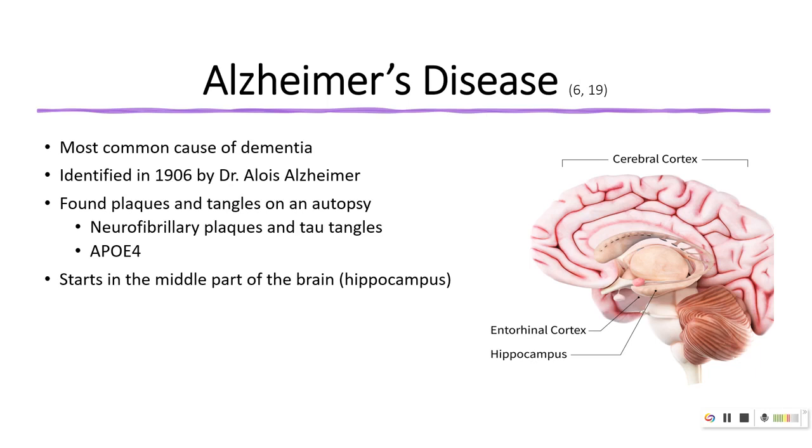We used to say you can only see those on an autopsy, and that's still kind of standard, that the best way to determine which type of dementia or Alzheimer's the person has is on an autopsy. So the neurofibrillary plaques and the tau tangles are the hallmark symptom for Alzheimer's disease. There's also a genetic marker that can possibly predict if a person is at risk for Alzheimer's.